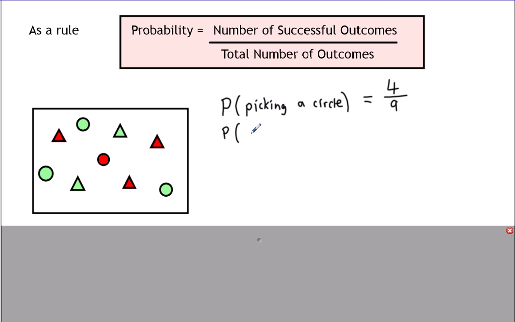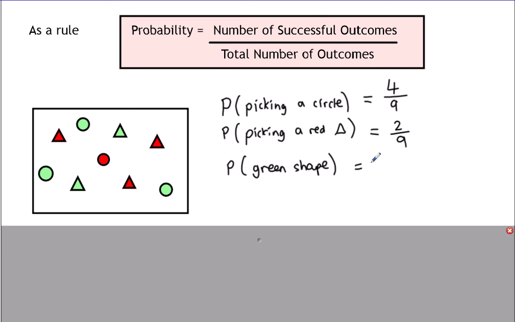If I said the probability of picking a red triangle, there's only 2 of them, so that would be 2 out of 9. The 9 doesn't change because there's still 9 shapes. If I say the probability of getting a green shape, and this time I don't care what shape it is, as long as it's green, there's 5 green shapes out of 9. 9 is not a number that converts to decimals and percentages very easily, so it is definitely better to leave them as fractions out of 9.